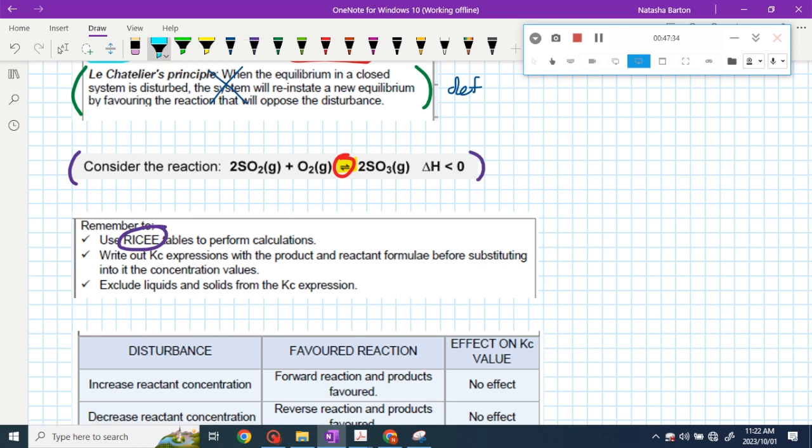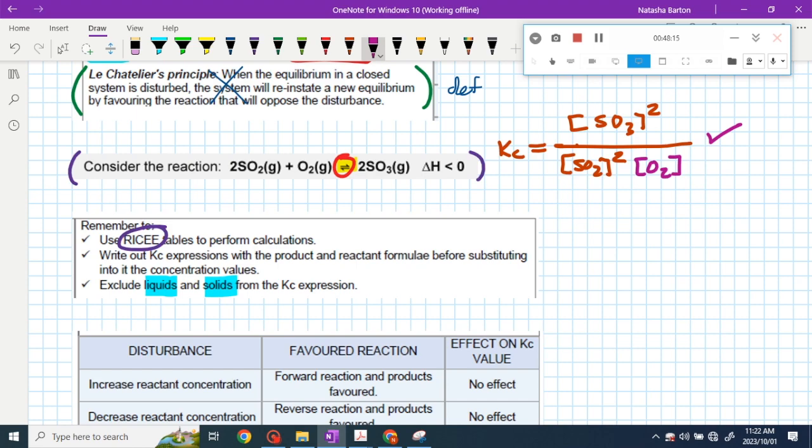When you write out a Kc expression, remember to exclude liquids and solids, please. And also remember, you must write out the Kc expression using the chemical equation that has been given to you. So if we are looking at this equation that I have here, we will say Kc will be the concentration of SO3 squared over the concentration of SO2 squared, multiplied by the concentration of O2. Oops, not plus, you guys do that a lot. This will get you a mark.